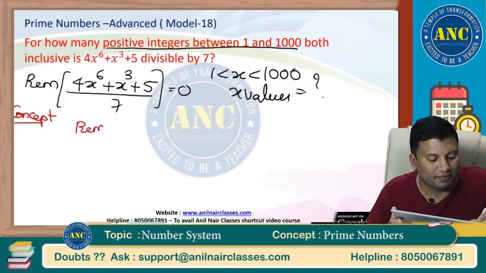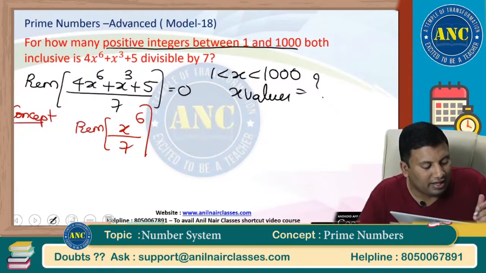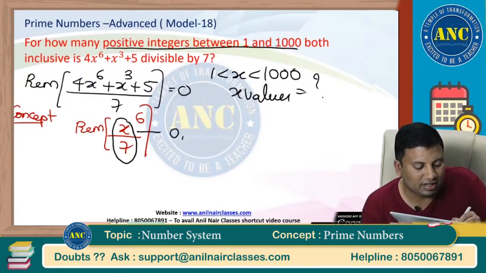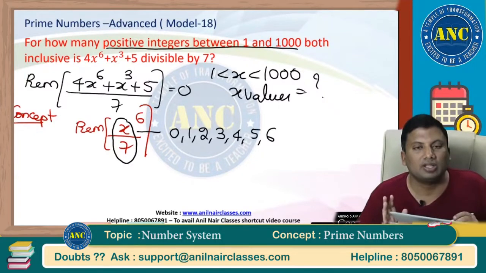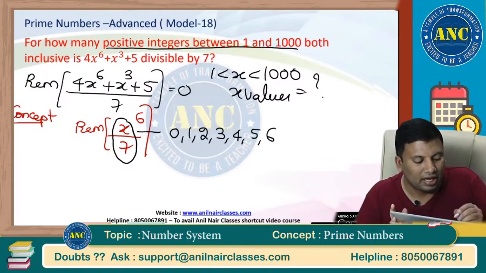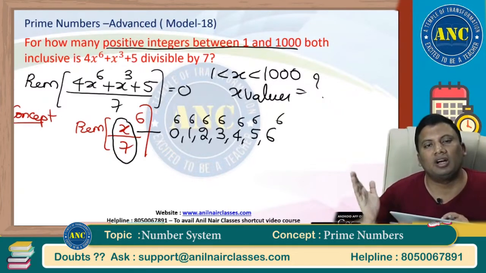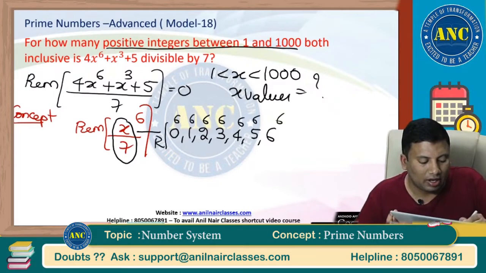Suppose I take x power 6 divided by 7. When you divide any number by 7, what are all the possible remainders? 0, 1, 2, 3, 4, 5, 6. Am I right? These are all the possible remainders. So let us do x power 6. When you divide x by 7, the remainder can be 0, 1, 2, up to 6. I hope it is clear.